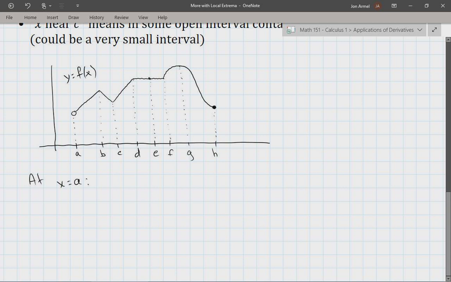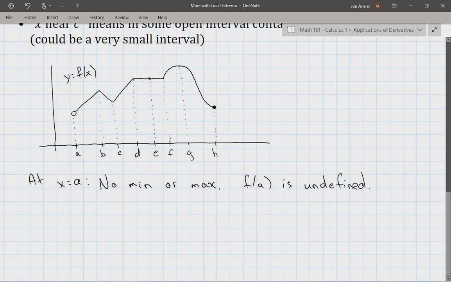Does f have a local min? It clearly doesn't have a local max at x equals a. Does f have a local min at x equals a? And the answer is no. No min or max. So why not? Well, because x equals a is not in the domain of the function. f of a is undefined. Right? We've got that open circle there.